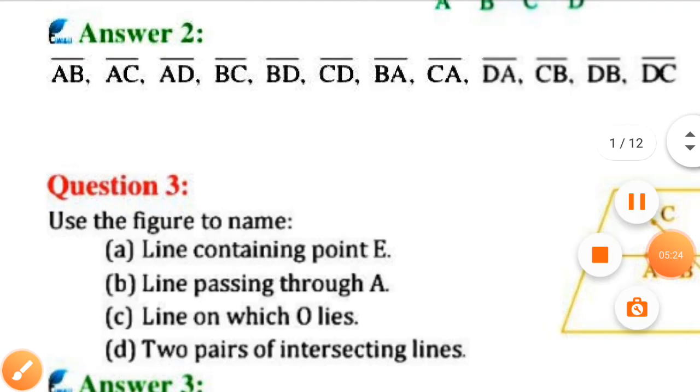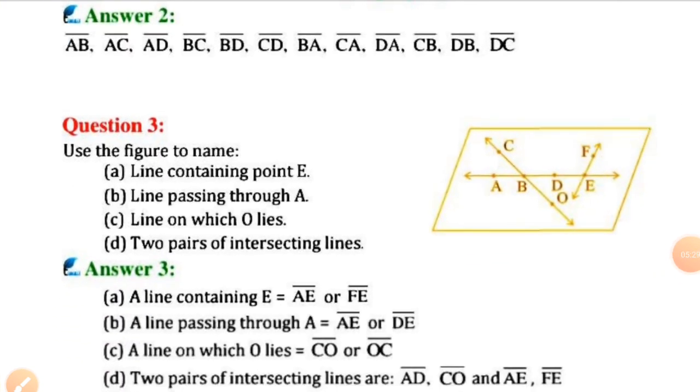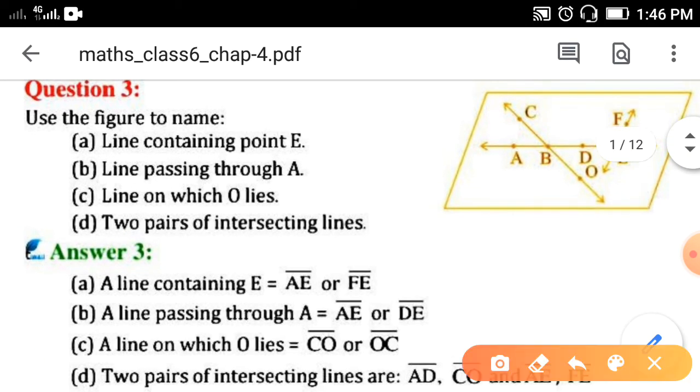Question number 3. Use the figure to name a line containing point E. Where is the point E? Find out. Here. This is the first one and this is the second one. So the names are AE and FE. B. Line passing through point A. This line passes through point A. That is AE or AD. Both are possible.